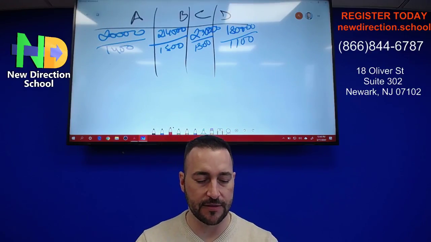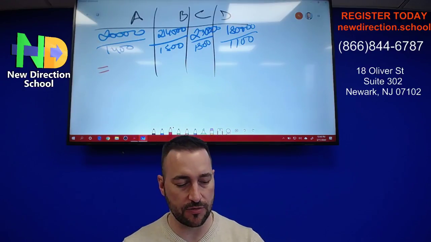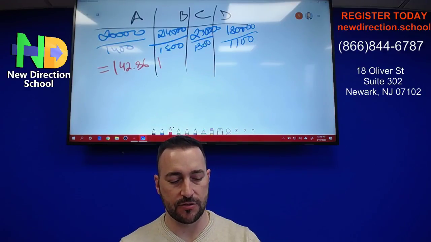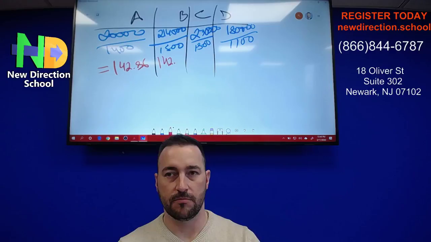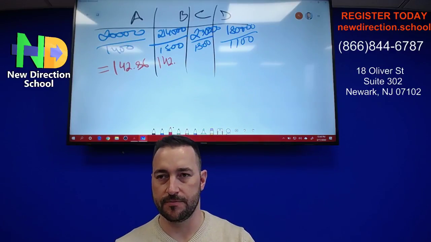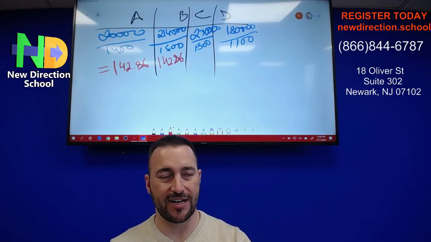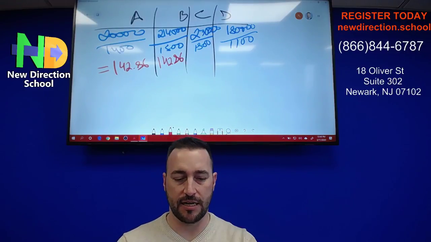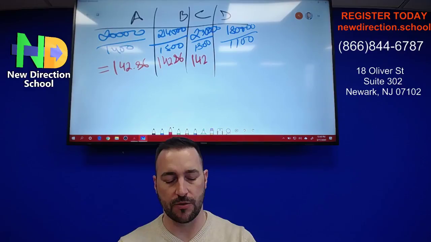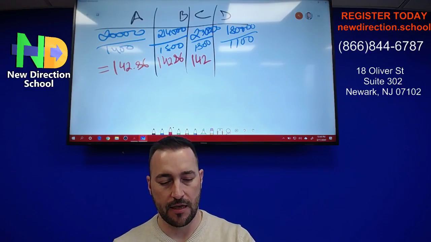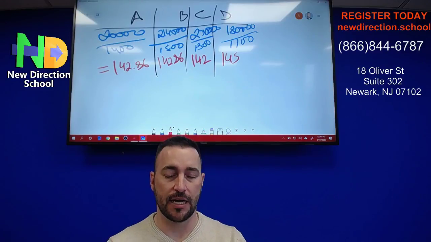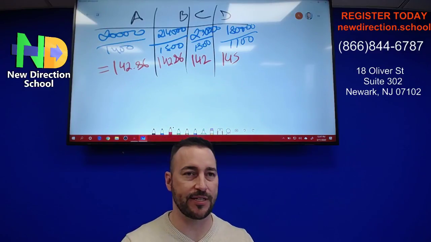If you divide 200,000 by 1,400, it's 142.86. 214,000 by 1,500 is 142. It's not 86, but it's close to it. If you divide 230,000 by 1,800, I'm just giving you guys an idea, it's 142. I'm not saying these are the exact numbers. And this will be 145. Again, I'm not saying these are the exact numbers. You don't have to calculate.